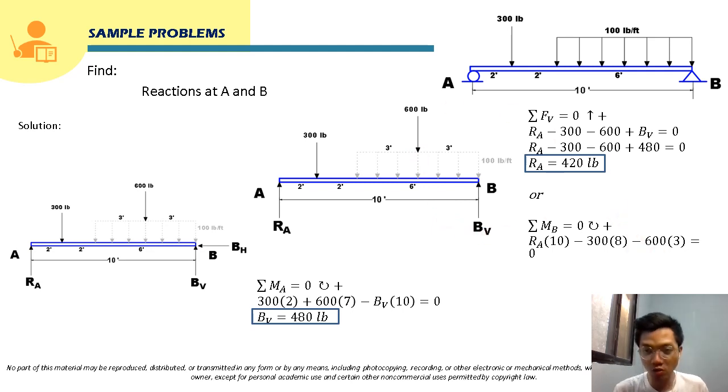And it will be equal to 0. So solving for RA, that will be 300 times 8 plus 600 times 3. We already transposed 300 times 8 and 600 times 3 to the other side, that's why it became positive. So divided by 10, that will be 420 pounds. It is the same answer as when we use summation of forces vertical.